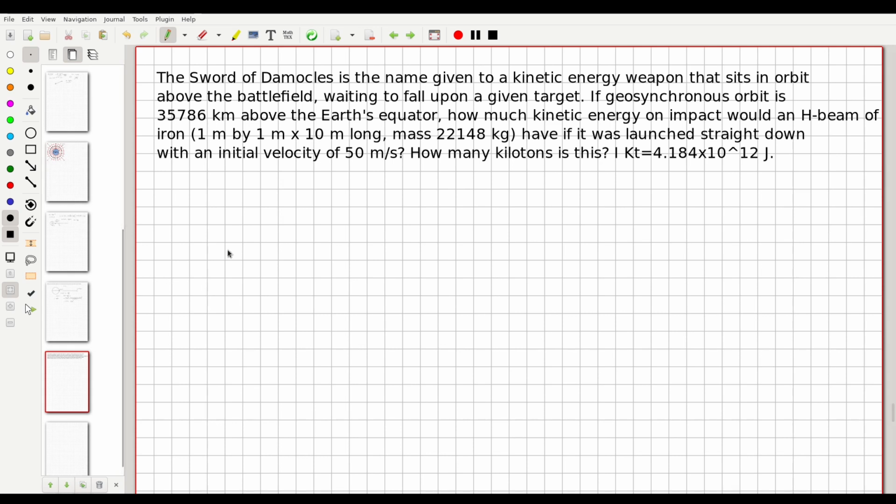I want to know what kinetic energy it would have when it hit the ground if it were launched straight down with an initial velocity of 50 meters per second to sort of get it going. And I want to know how many kilotons this would be. A kiloton is a measurement of energy that's typically related to things like explosions. So what you have here is the following. We'll say that this right here is the surface of the Earth, this right here is where your equatorial radius of orbit would be, and down here is the center.